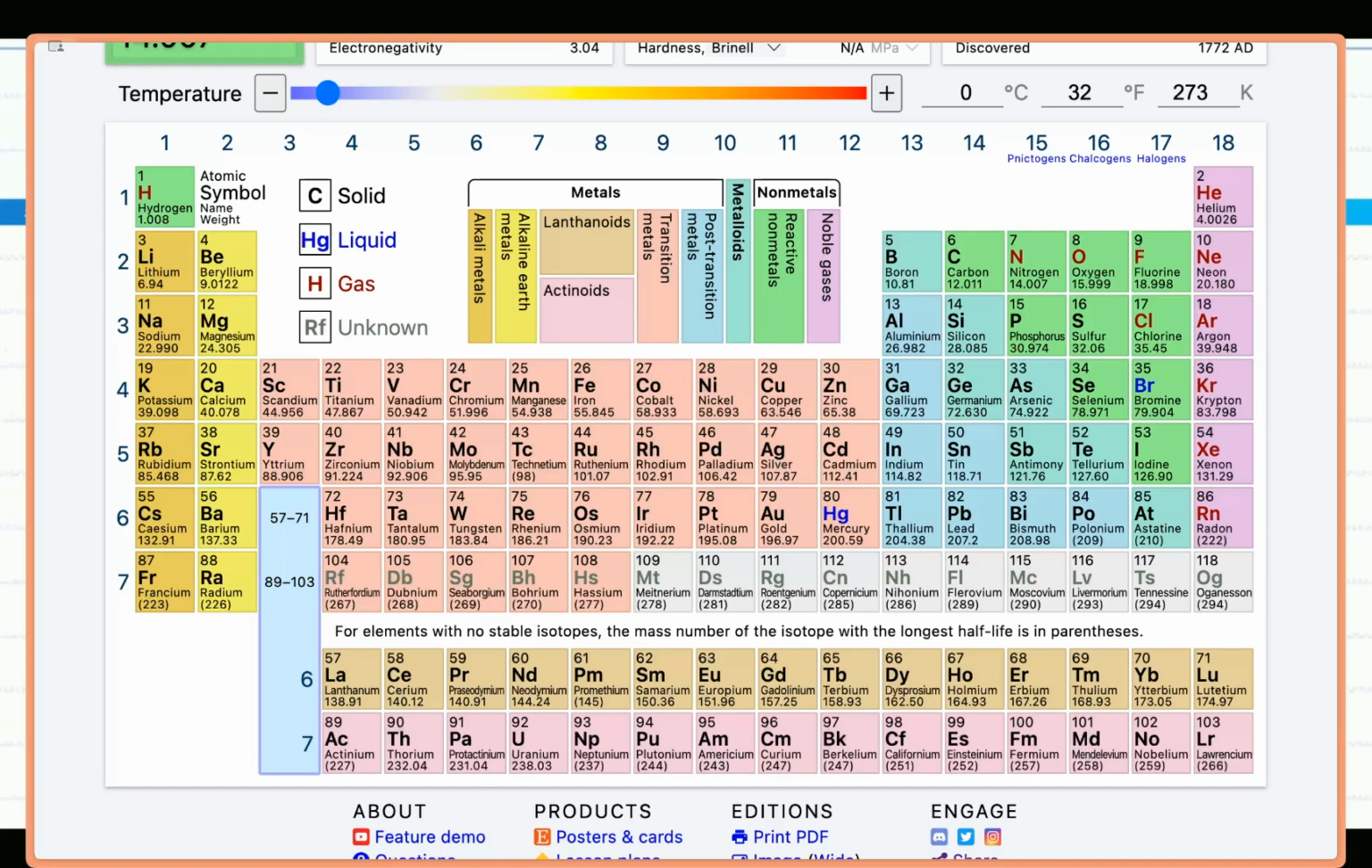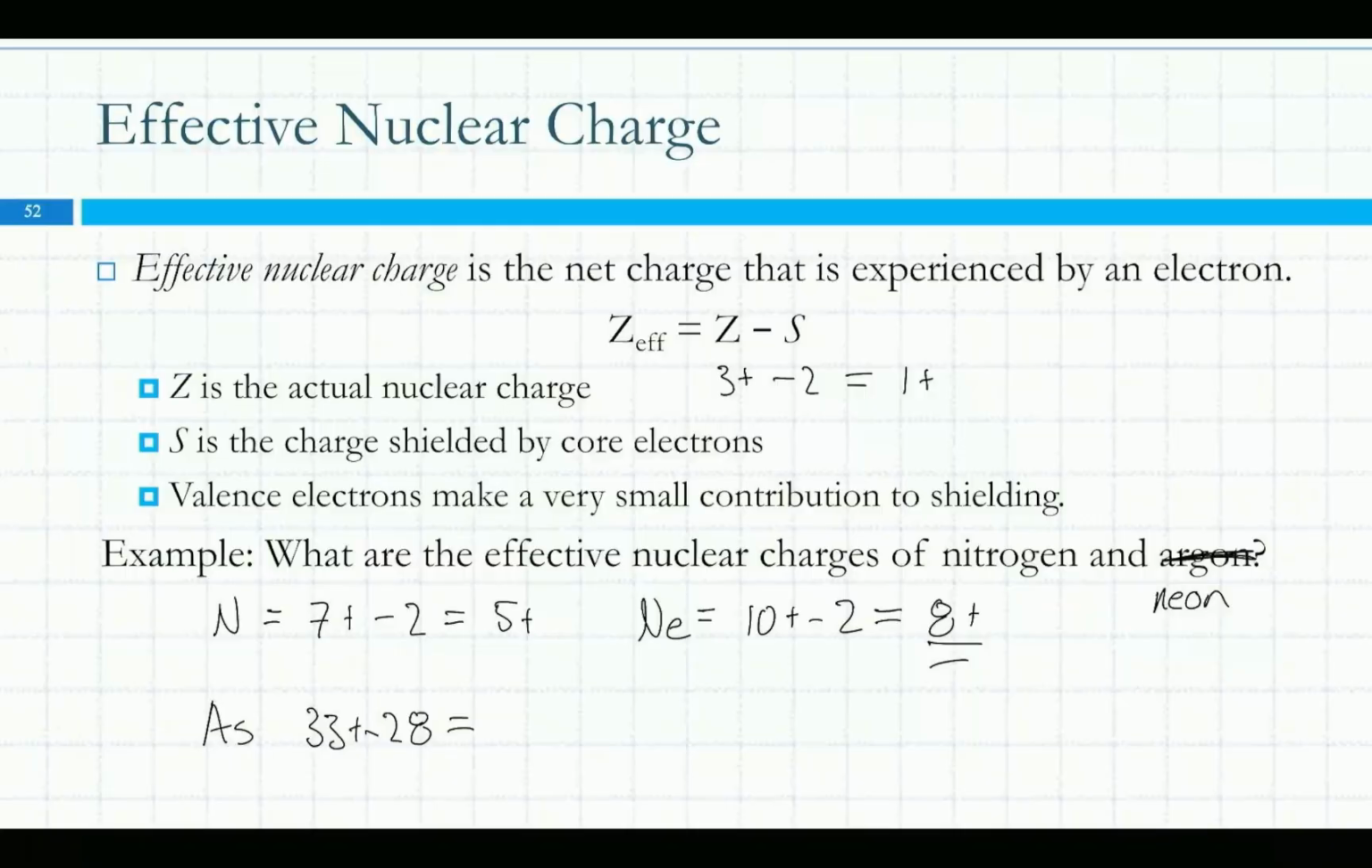The core electrons will be all of the same electrons that argon has, plus the 10 d orbital electrons. Oh, that was hard to say. My brain really wanted to say d orbital. So it's got 28. So 33 minus the 28 core electrons is still an effective nuclear charge of 5+.